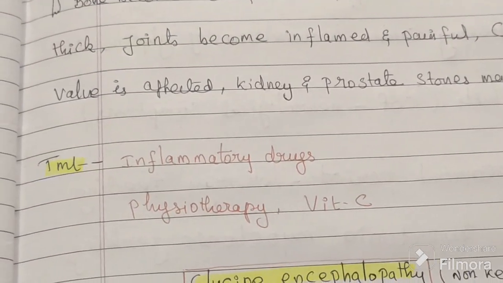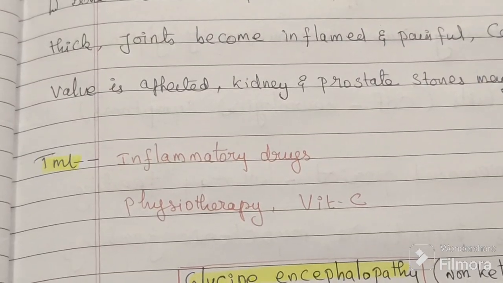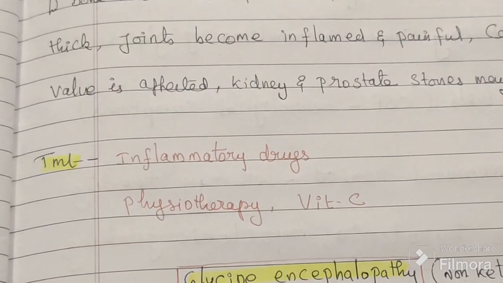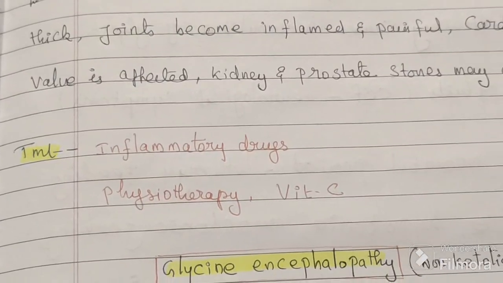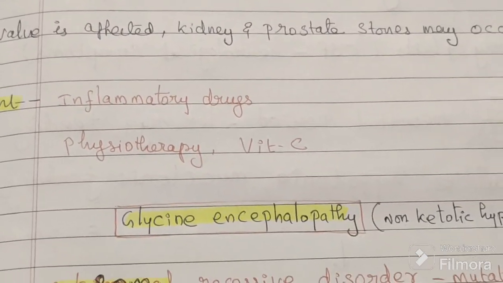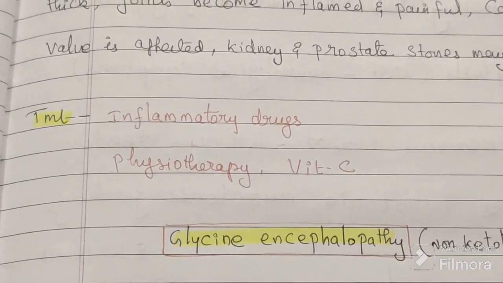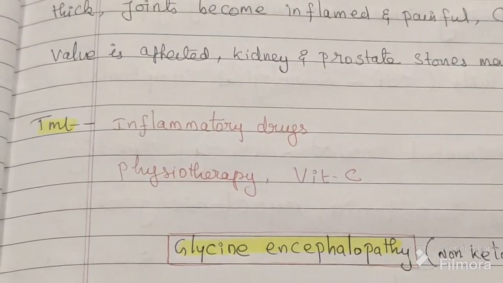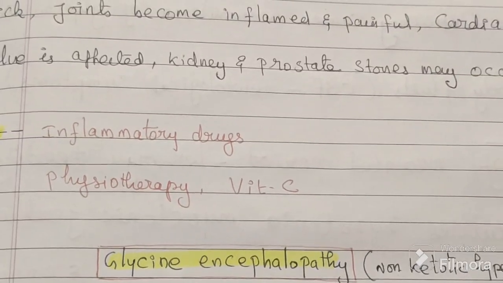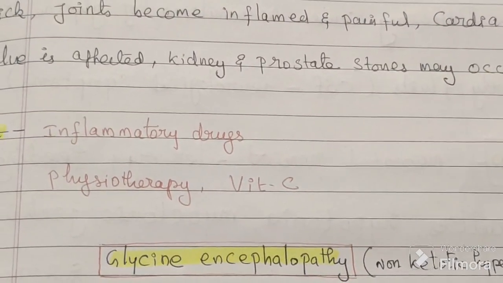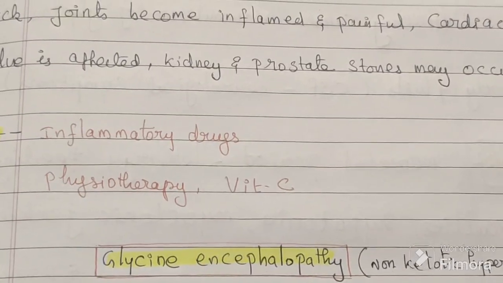The treatment includes symptomatic treatment. For example, anti-inflammatory drugs can be given in the case of joint pain and inflammation. Physiotherapy can be advised. High dose of vitamin C is also given. It is found to prevent deposition of homogentisate in the tissue.